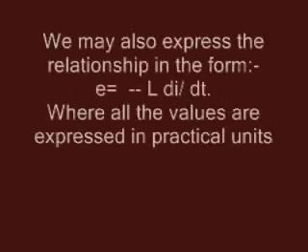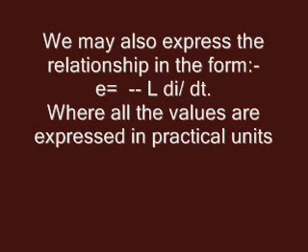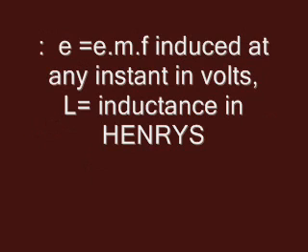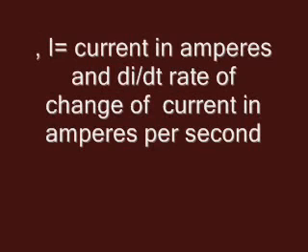We may also express the relationship in the form E is equal to minus L di by dt, where all the values are expressed in practical units. E is equal to EMF induced at any instant in volts. L is equal to inductance in henries. I is the current in amperes, and di by dt, rate of change of current in amperes per second.